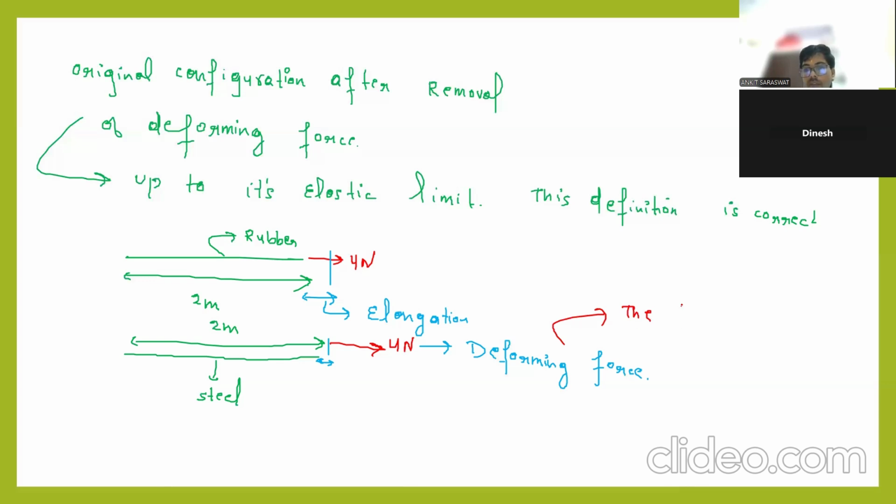You can write: the force which will deform the body. I have many examples. Now, my question is, after removing this deforming force, why is the wire coming back to its original position? What is the reason? What is the internal mechanism going on?